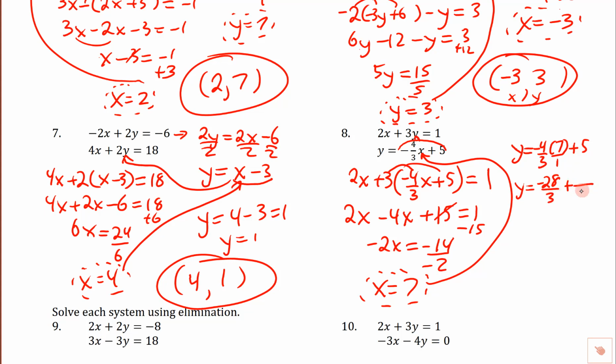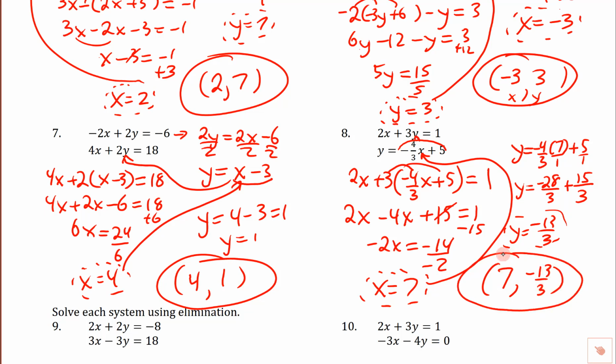But I want to make that into thirds so we have a common denominator. So this is 5 over 1. If I multiply that by 3 to make the denominator 3, I need to multiply the top by 3. So this is going to be negative 28 plus 15. This ends up being negative 13/3. So that's what y is equal to. So we've got our x. It's a 7, so we'll go ahead and write that down. And then our y turns out to be this ugly fraction right here. But at least we didn't get that fraction until the very end. So we're all set with that one. And we're going to slide down and take a look at this next part.